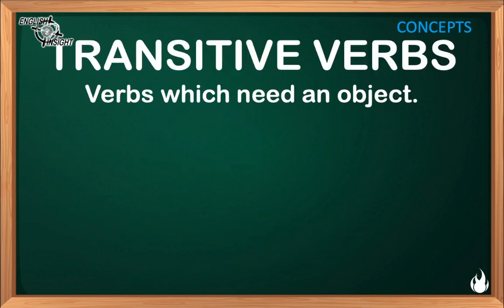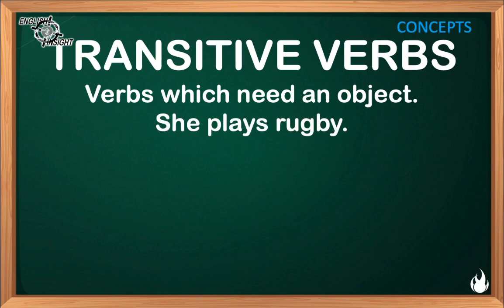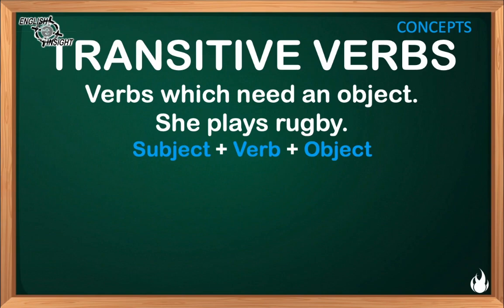Transitive verbs are verbs which need an object. For example, she plays rugby. The structure subject plus verb plus object makes the object necessary so as to understand the idea: she plays rugby. In this case, the object is the complement of the sentence.